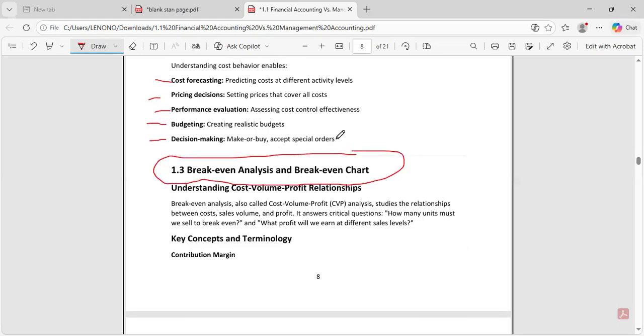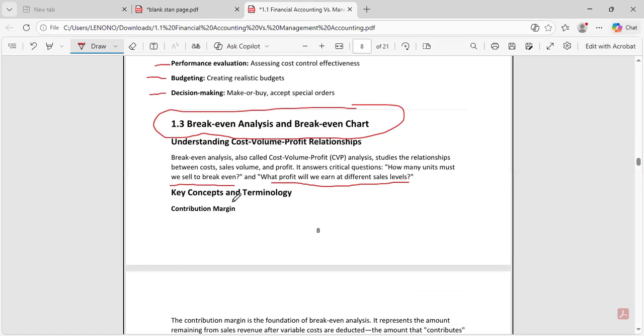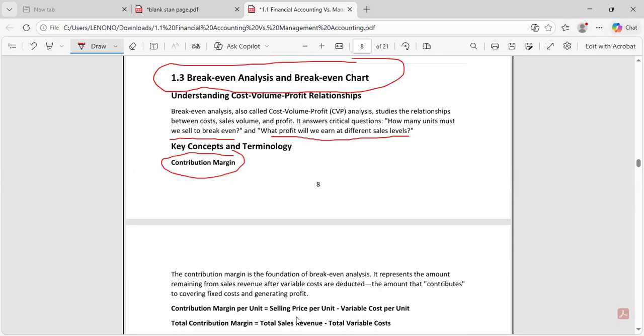Okay, so understanding the cost-volume-profit relationship. Break-even analysis, also called the cost-volume-profit (CVP) analysis, studies the relationship between cost, sales volume, and profit. It answers critical questions: how many units must we sell to break even, and what profit will we earn at different sales levels? The key concept and terminology is contribution margin. So this is where we are simply saying that our break-even point is the point at which the firm should sell units of a commodity.